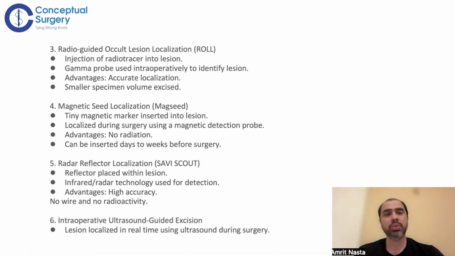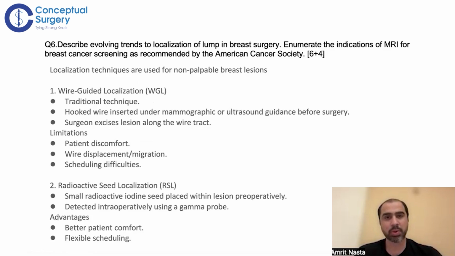Another technology we use is magnetic seed localization. It is called MagSeed. So instead of using a gamma probe, you can use a magnetic detection probe that will tell you where the lesion is. Here there is no radiation needed, and this can be inserted a long time prior. And some other devices like a radar reflector, which uses infrared technology to locate the lesion. So these are all going to be pre-op, or of course you can do intraoperative ultrasound guided excision, right? That can always be done real time. So these are some of the things.